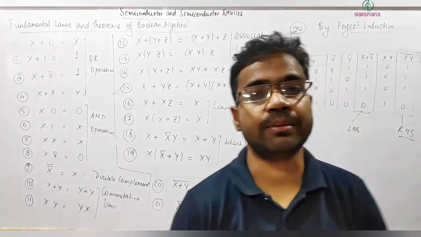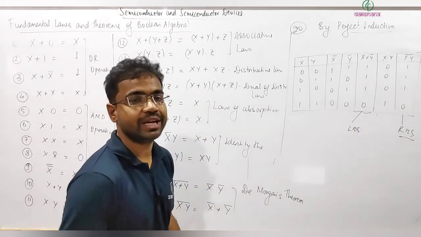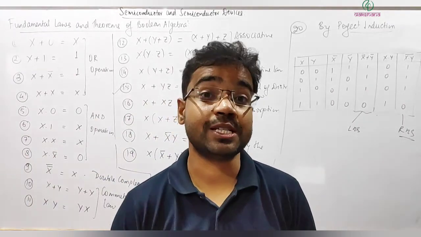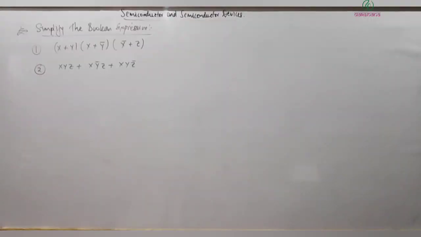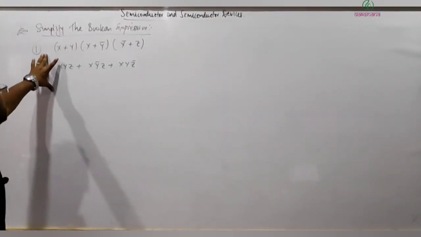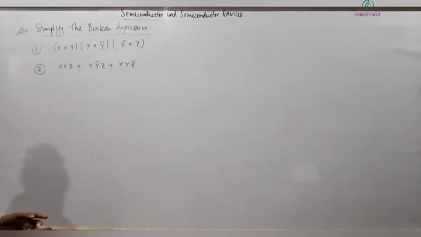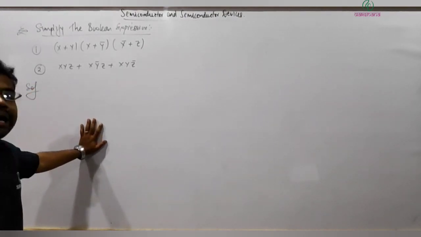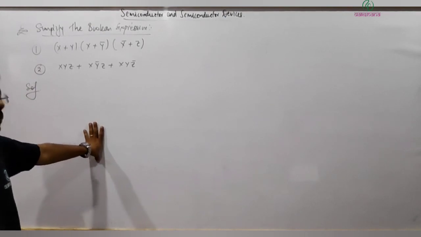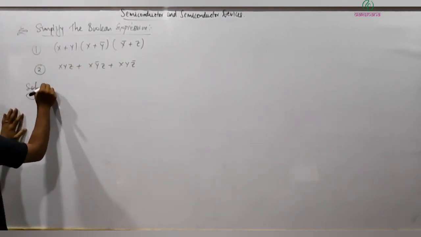Let me show you some examples based on those, how by using these theorems we can solve problems and reduce complex expressions. So, application of this. Okay, let's see some applications of Boolean algebra. Here we are given two expressions, and we are asked to simplify the Boolean expression. So let's see how we can use the Boolean theorems and the fundamental laws of Boolean algebra to simplify these two expressions. So let me solve the first one.